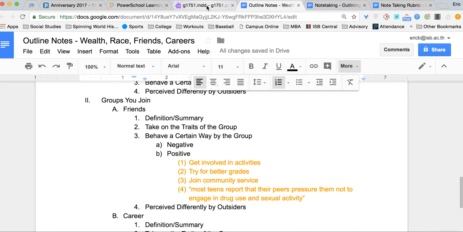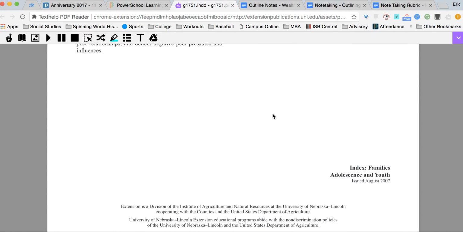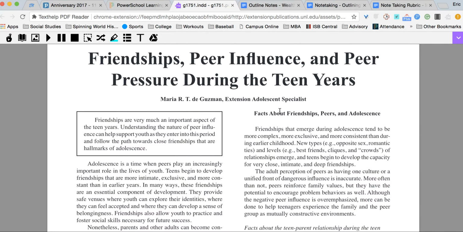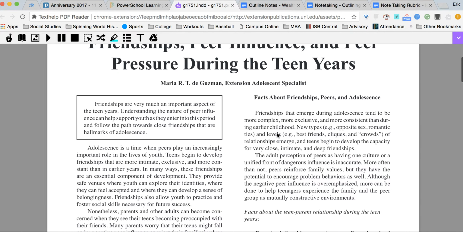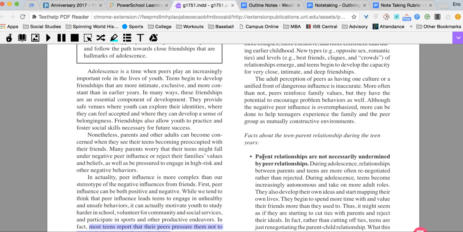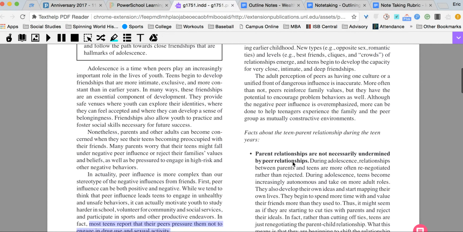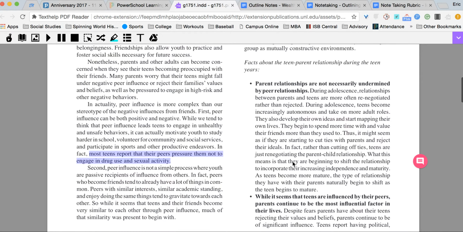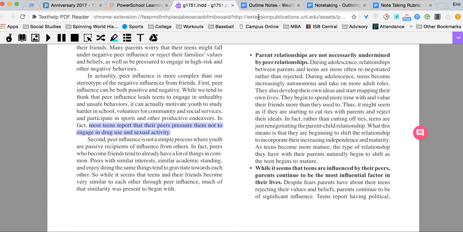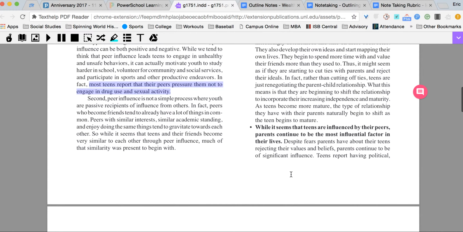I can keep reading this, but you're seeing how this is gradually increasing in size. Now, when you read documents like this, you need to look at the boldface words, subheadings, because it's really hard to read these large ones. Parent relationships are not necessarily undermined by peer relationships. While it seems that teens are influenced by their peers, parents continue to be the most influential factor in their lives. So that's good. I can use that as a quote later on.